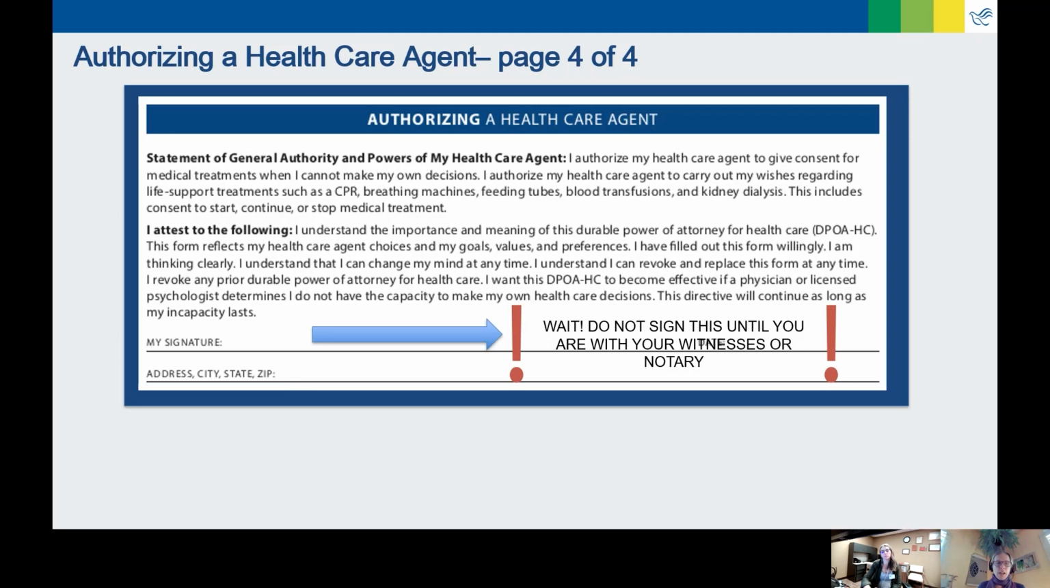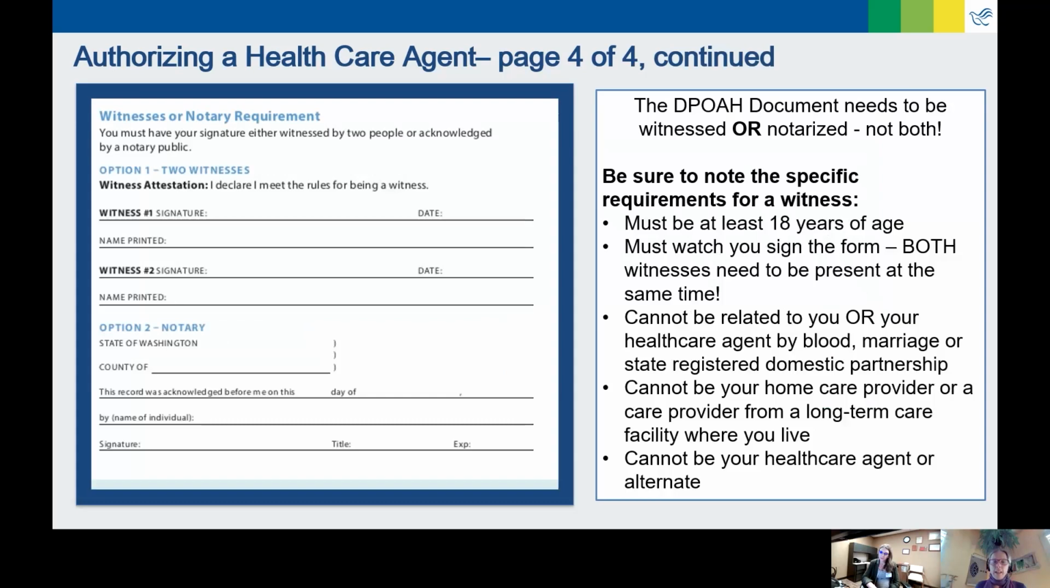So lastly, we get to the part of the document where you will sign it, and keep in mind that you do not want to sign it until you are in front of either two witnesses or a notary. Washington State allows this document to be legal by signing in front of two witnesses or a notary. We do strongly encourage notary. Notaries are becoming a little easier to find these days. There may or may not be a notary in your primary care doctor's clinic. I encourage you to ask.